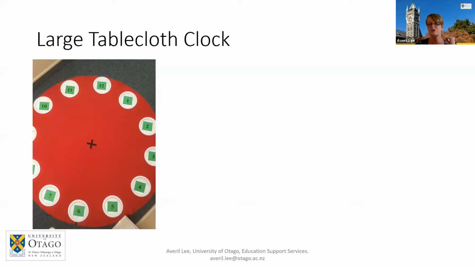If it's pointing directly to the 2, then it is 2 o'clock. You don't need to know what the minute hand is doing. It's just the hour hand you look at. If it's pointing to the 10, it's 10 o'clock. If it's pointing halfway between the 3 and the 4, then it's halfway between 3 and 4 o'clock, which means it's 3:30. That's when you can bring in the minute hand.